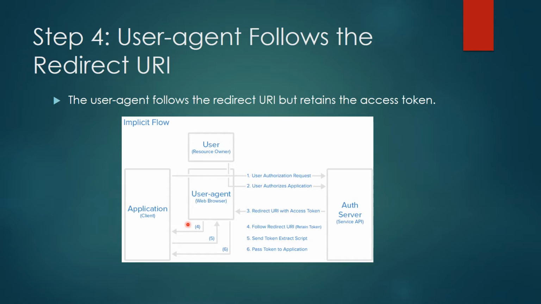Then we have step 4, the user agent follows the redirect URI. The user agent follows the redirect URI but retains the access token. So here the user agent goes back to the client, to the application, and is redirected to that URI but retains the access token.